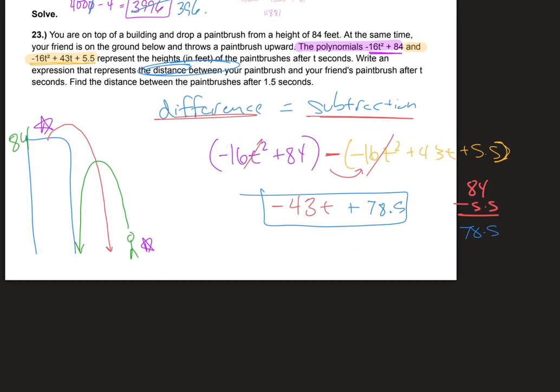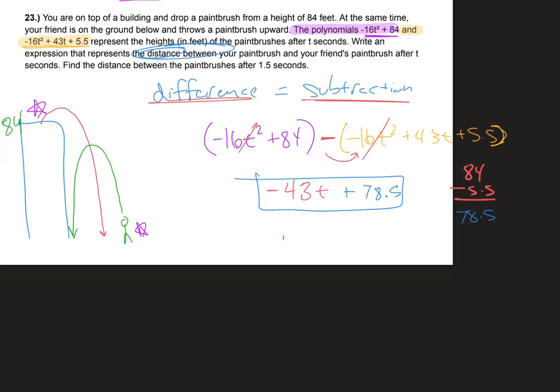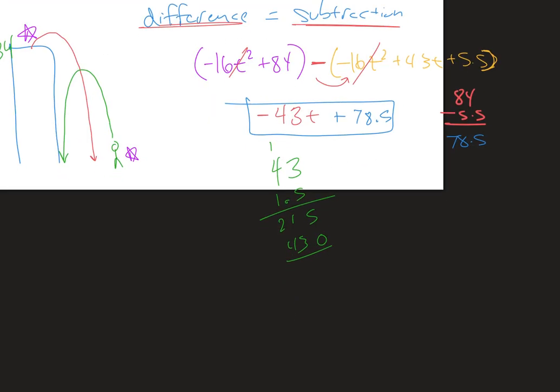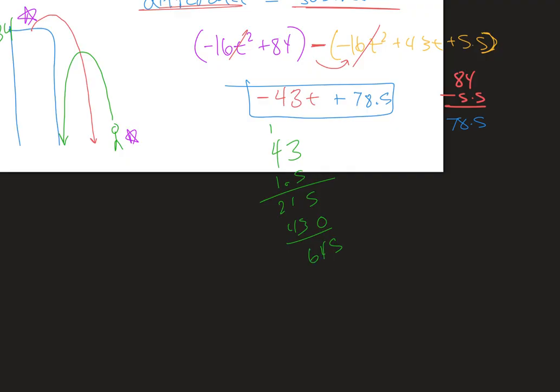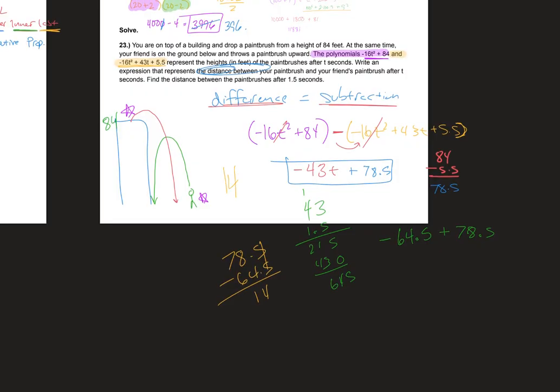Now they want us to plug in 1.5. So 43 times 1.5 is 64.5, negative 64.5 plus 78.5. 78.5 minus 64.5 is 14 feet apart. 14 feet apart after 1.5 seconds.